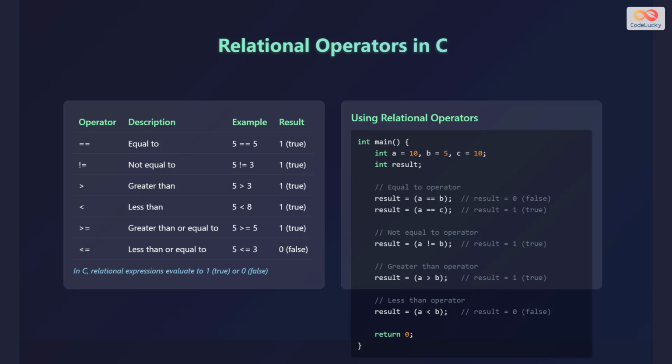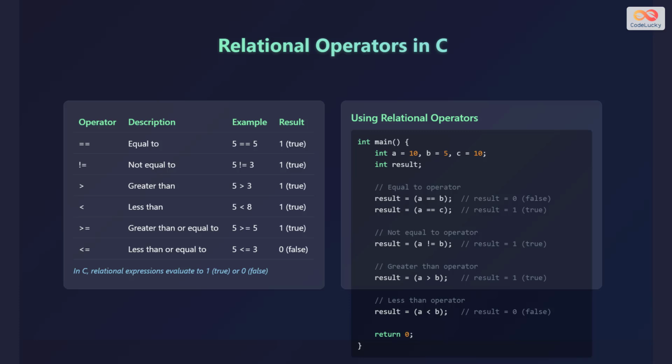The greater than operator, denoted by a right angle bracket, checks if the left operand is greater than the right operand. For example, 5 is greater than 3 returns 1, which means true. The less than operator, denoted by a left angle bracket, checks if the left operand is less than the right operand. For example, 5 is less than 8 returns 1, which means true. The greater than or equal to operator, denoted by a right angle bracket followed by an equals sign, checks if the left operand is greater than or equal to the right operand. For example, 5 is greater than or equal to 5 returns 1, which means true.